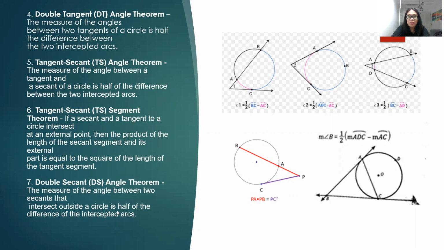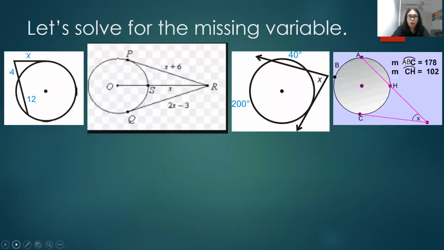And last one, we have the double secant angle theorem. So we have here angle 3, which is made up of two secant lines. So this is equal to 1/2 the difference between their intercepted arcs. By considering this, we will be able to work on each of these problems. So we are going to work on the missing variable.